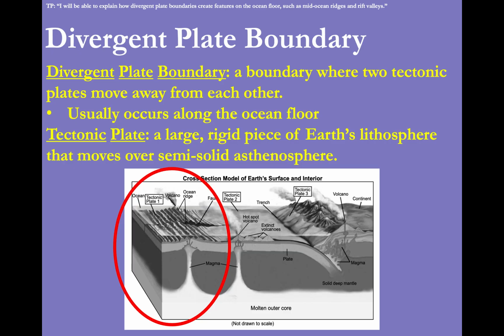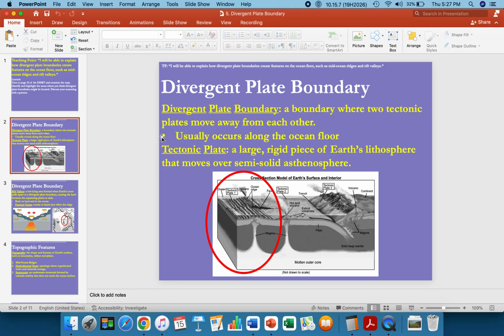We have tectonic plates. We have a large, rigid piece of the Earth's lithosphere that moves over a semi-solid asthenosphere. And it's highlighted here, right? This area is your divergent plate boundary. We have our tectonic plates. We have many tectonic plates on your reference table.